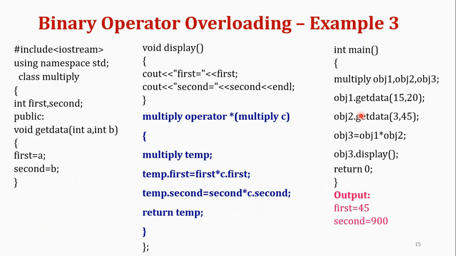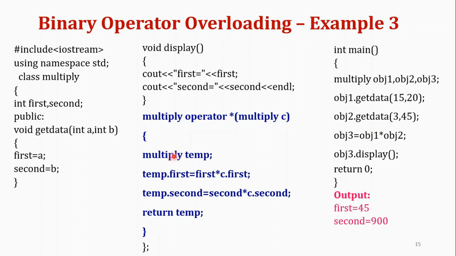This code is actually in the same style. I'll be explaining only the objects. So obj1, obj2, obj3. obj1 is again the same thing. The first and second parts are real and imaginary. In such a way we can take it. obj2 would be 3, 4, 5. obj3 would be obj1 times obj2. So check out this function. Multiply c. So c will be obj2 and this part will be obj1.